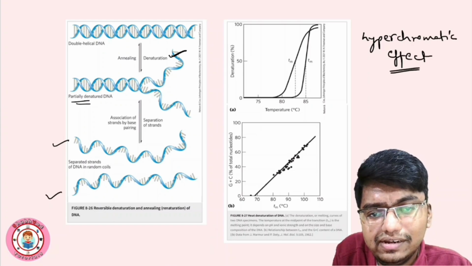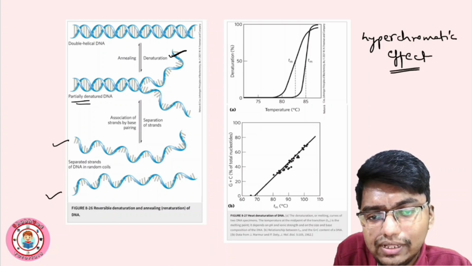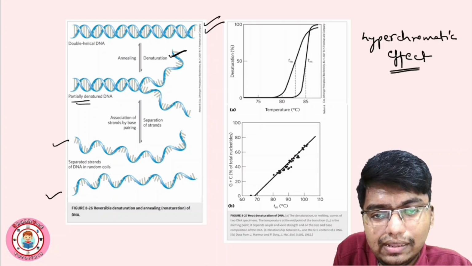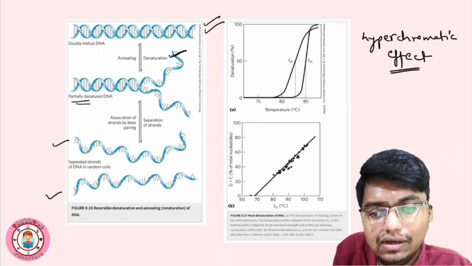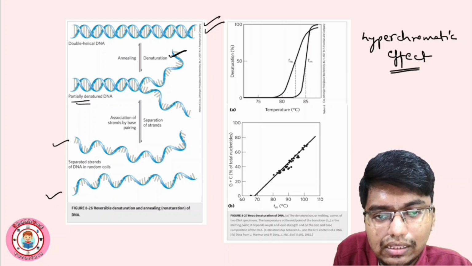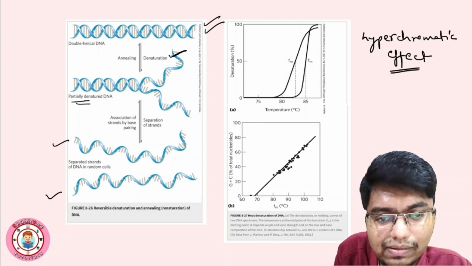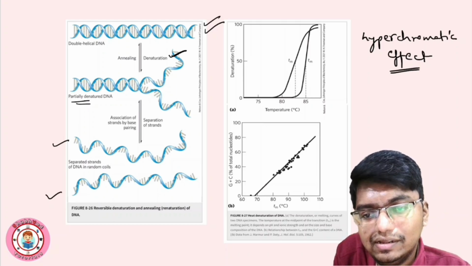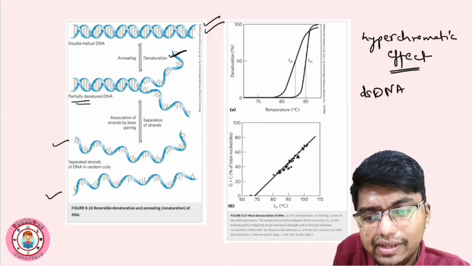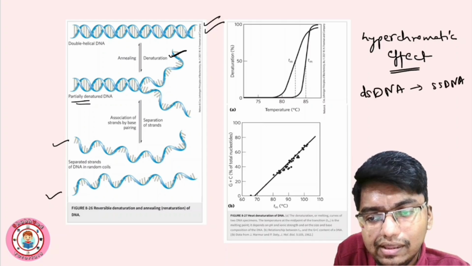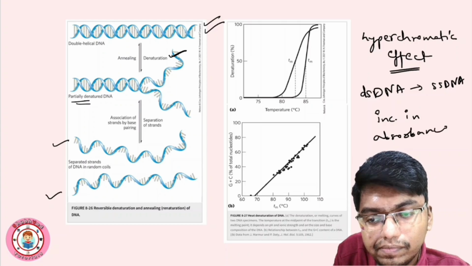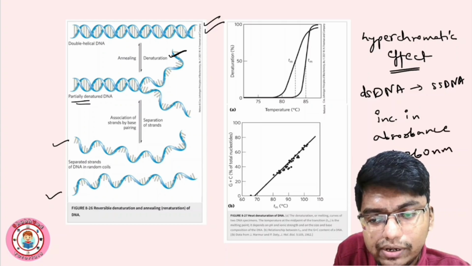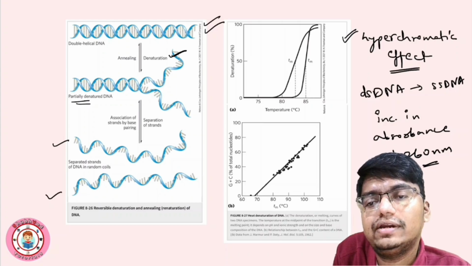Okay, as there is denaturation, as the double strand DNA gets converted to single strands, the absorbance increases. Hyperchromic effect: as double strand DNA gets converted to single strand DNA, there is an increase in absorbance at 260 nanometers. So this is the hyperchromic effect.